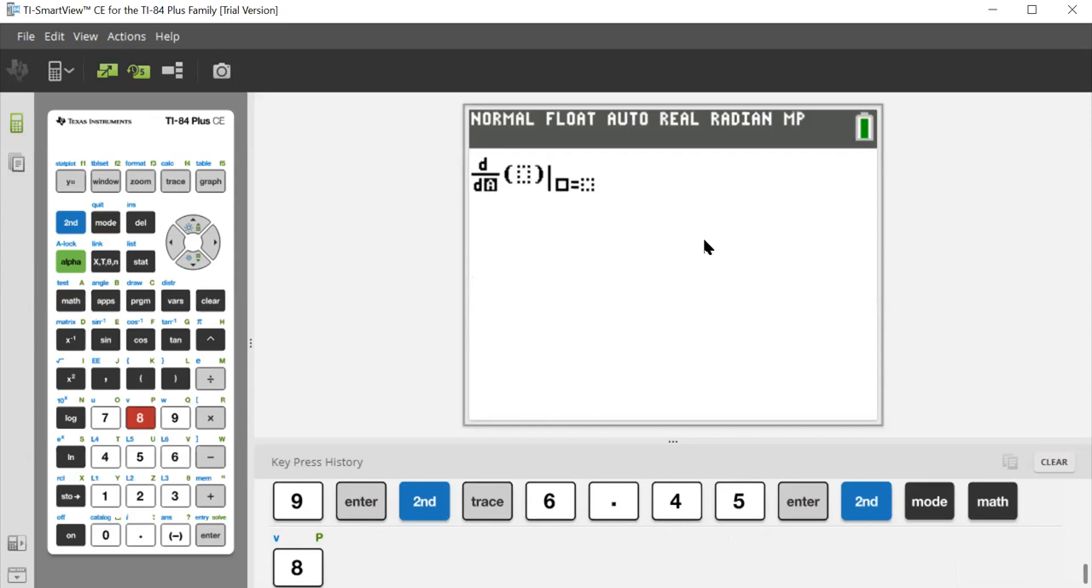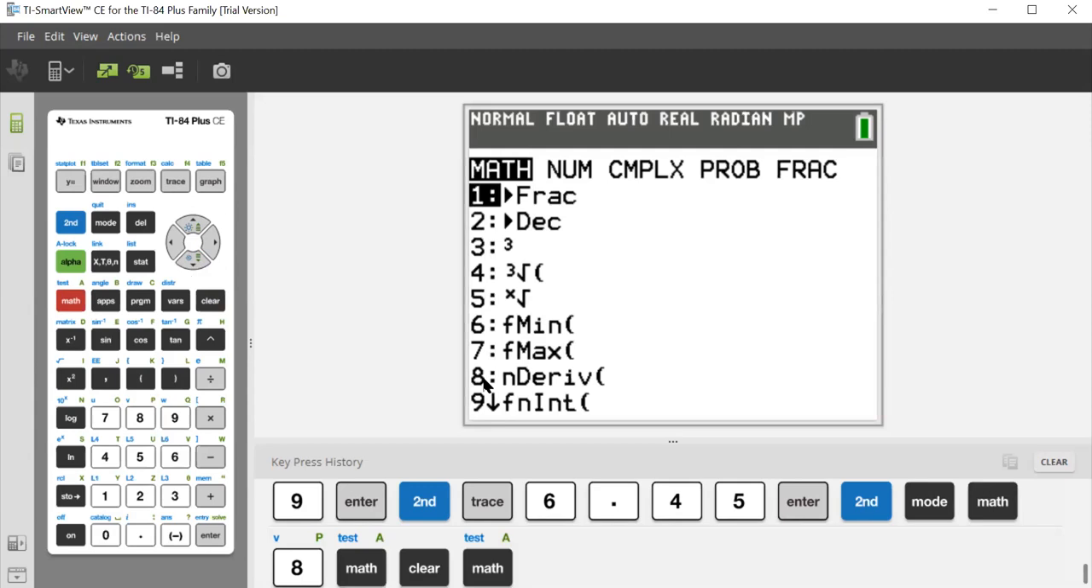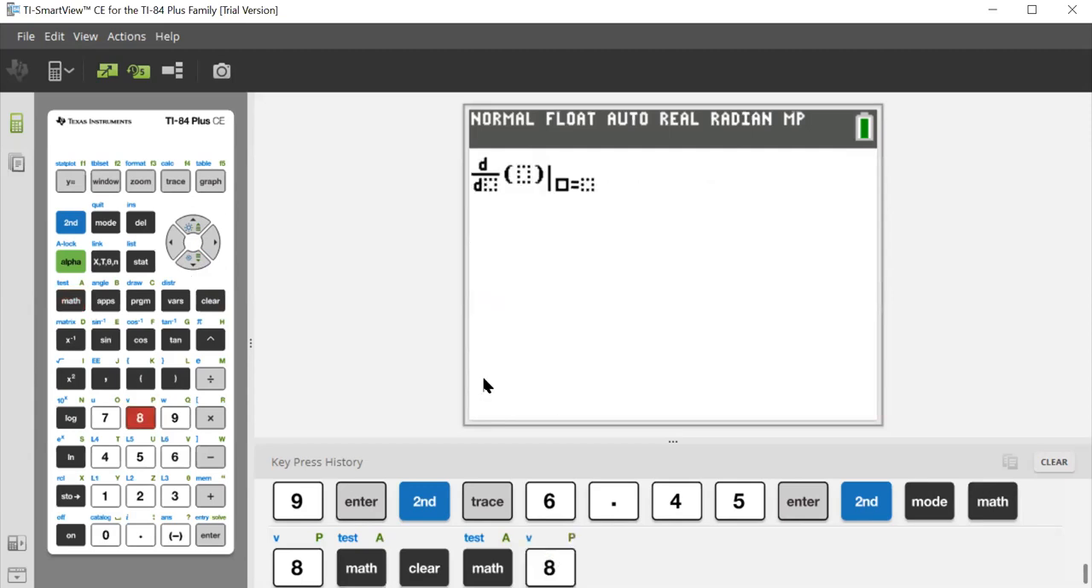Wait, how do you get there again? Math. Let me clear it or else I won't go in there. Math, and then option 8. Everybody able to find that and get that window up? Anybody have a window that looks slightly different? It says like nDeriv with the parentheses instead. It's okay if it does, I just need to know so I can tell you what to type in.